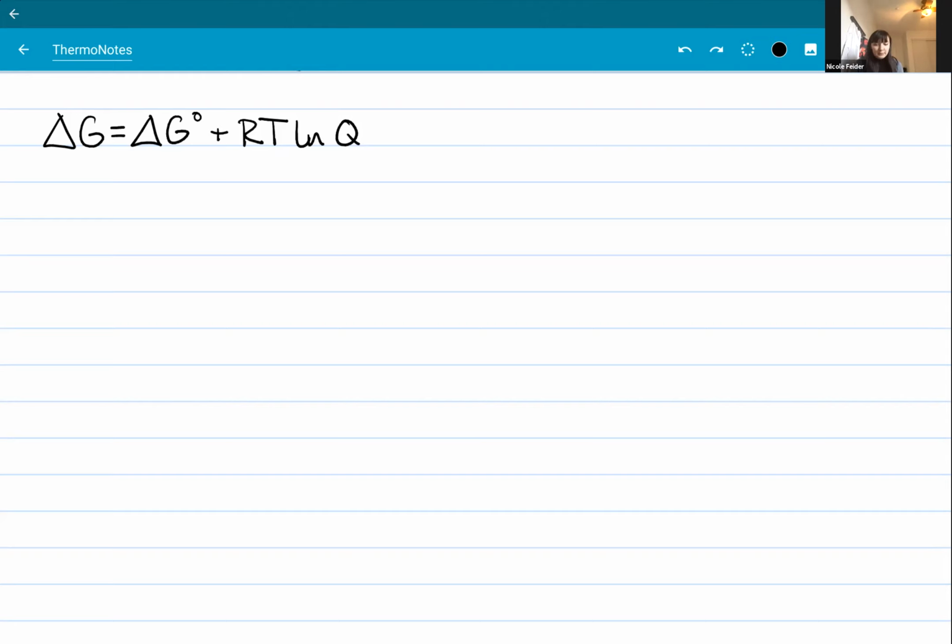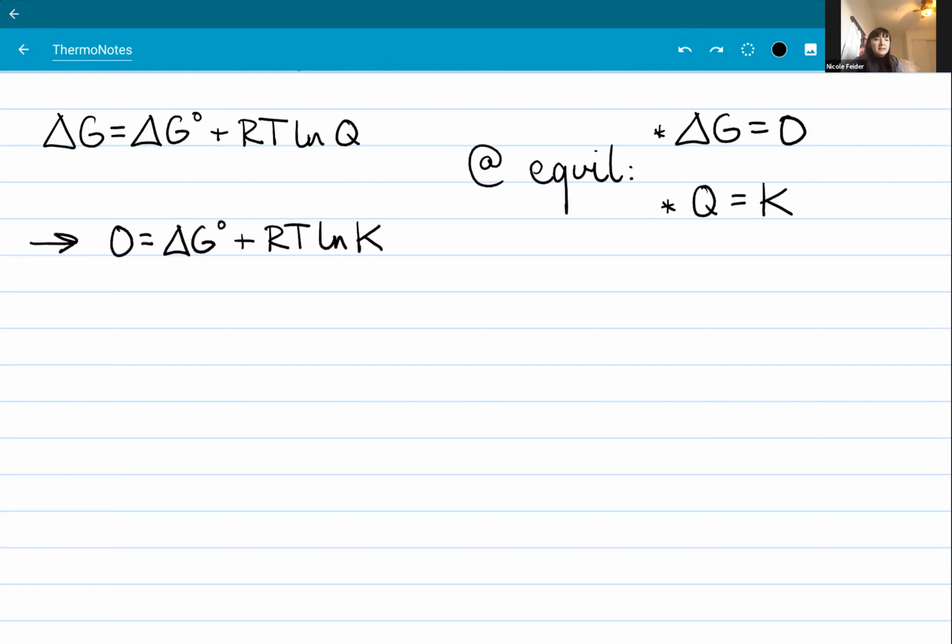Recall that at equilibrium, delta G is equal to 0, and also Q is equal to K. So we can rewrite the above equation as such, and then rearrange it to delta G naught equals negative RT ln K. Again, remember here that this is the free energy equilibrium constant. So just like with the Q described above, we're going to be using concentrations for solutions and partial pressures for gases.